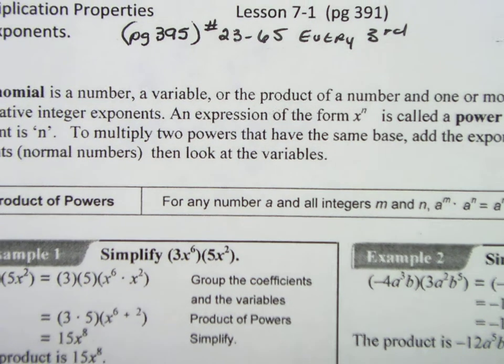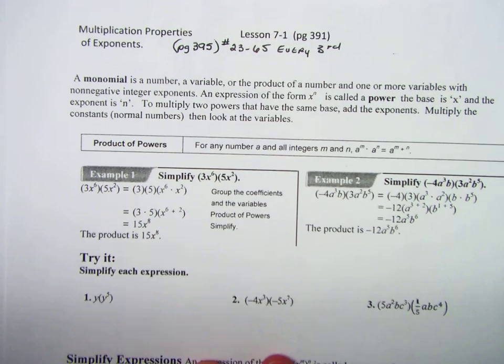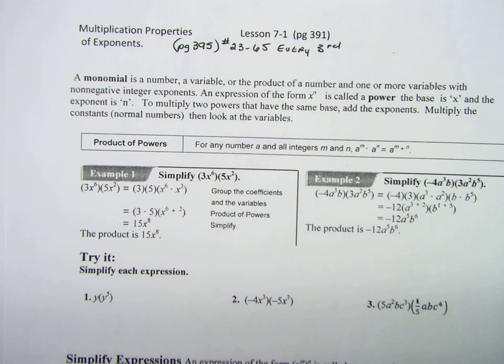So a monomial is going to be a number. It can be a variable, or it can be the product. What does product mean? A multiplication problem, okay, that uses numbers and variables, and it could be more than one. It could be a whole bunch of stuff shoved together. The main thing is it represents one term. There's no plus signs or minus signs in between it as far as an adding or subtracting operation, okay?